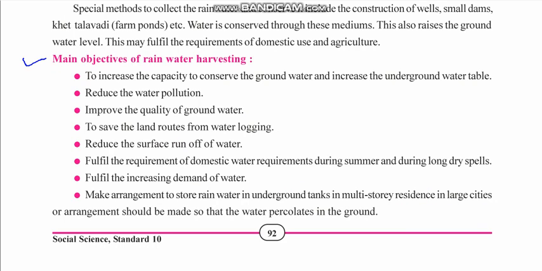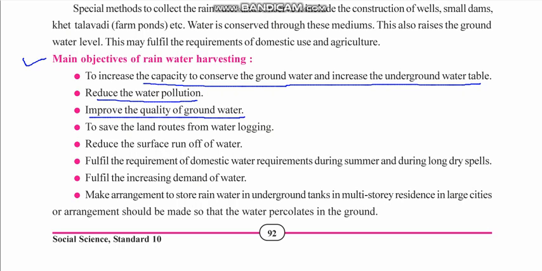Now we are going to study the main objectives of rainwater harvesting. The first is to increase the capacity to conserve the groundwater. It helps to recharge the groundwater and increase the underground water table. Second, it reduces water pollution. Third, it improves the quality of groundwater. The quality of the groundwater will become better, as fresh water is added to the groundwater.